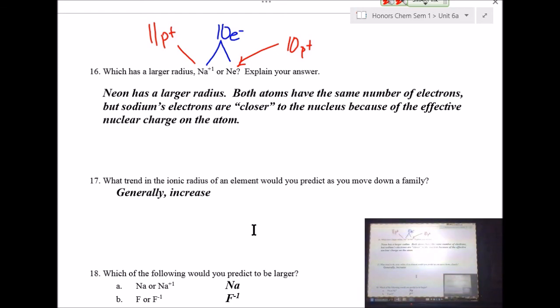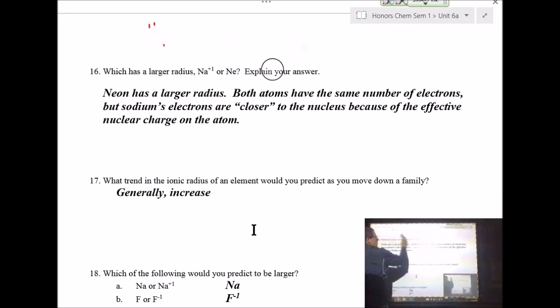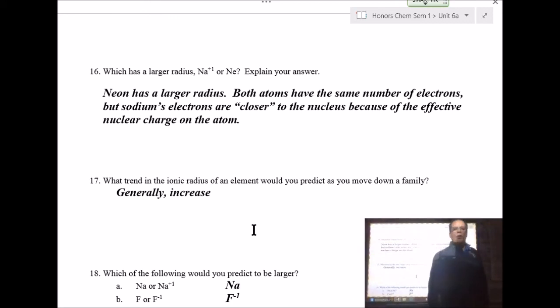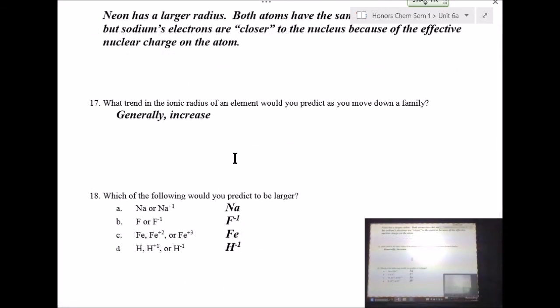Yep. More electrons is bigger, if we had that scenario. Now, the majority of the questions tomorrow will be like, number 18? Yeah. So number 37. What trend in the ionic radius of an element would you predict as you move down the family? Same as atomic. As you add more energy levels, you're adding orbitals with electrons.